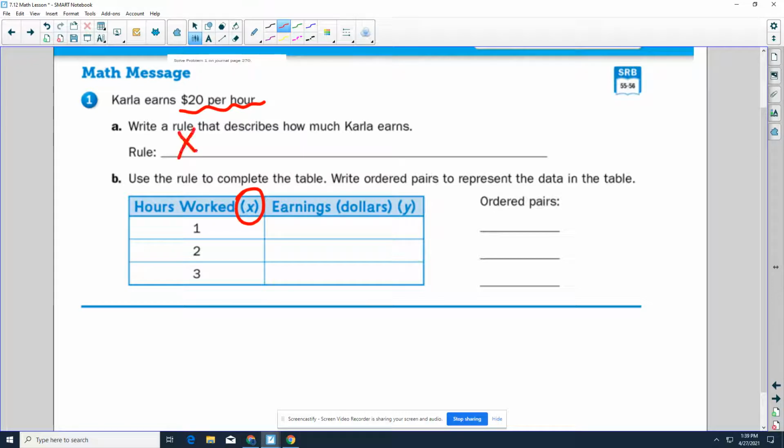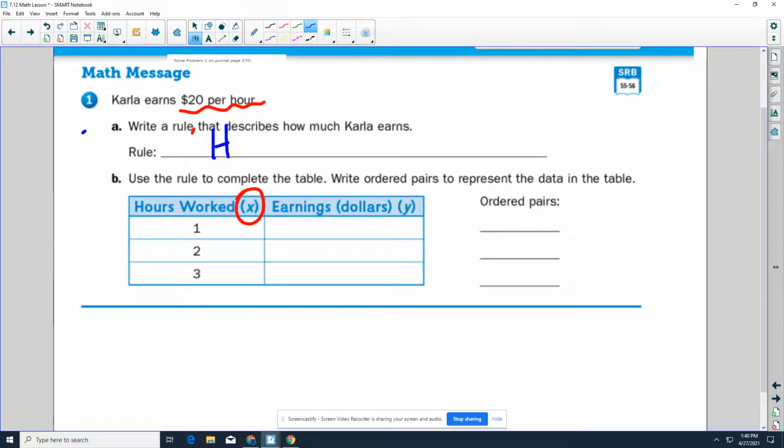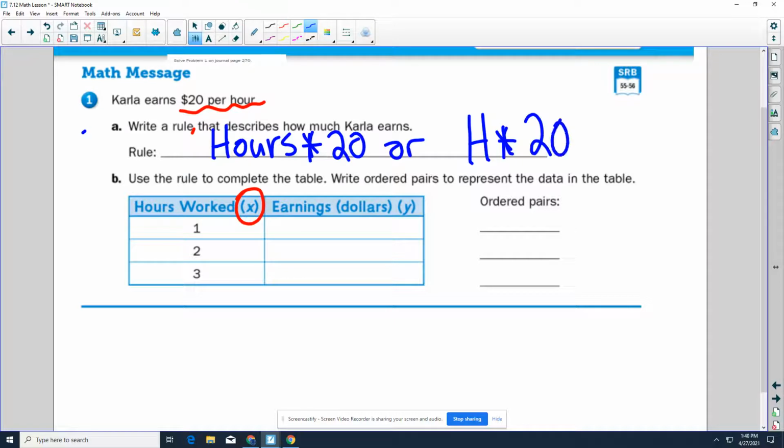So I'm just going to say the X multiplied, and actually let's not use X though because of multiplication might be a little confusing. Let's go ahead and use H for hour. So I'm going to say hours multiplied by 20. Or I could write it as H multiplied by 20. And H stands for hours. So I want you to take a moment, pause the video, and I want you to fill in her earnings based on the rule of $20 per hour.